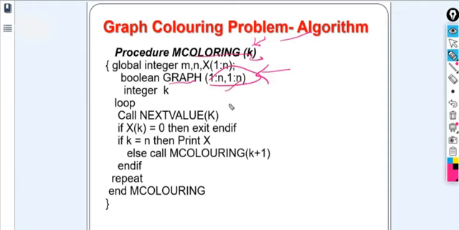So first there is a need of the adjacency matrix. Then we have to find the next values and compare them. Is it 0 or 1? If it is, we color them with the help of the n value, whatever it is. And in the else part, we are again calling the same color function with the help of the recursive method.